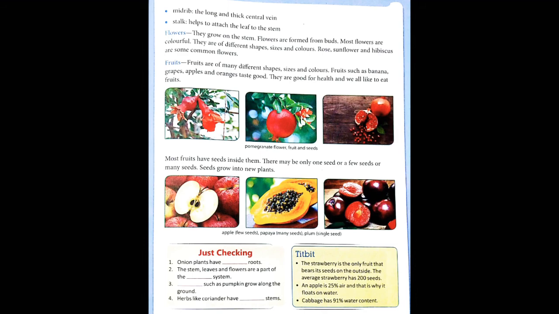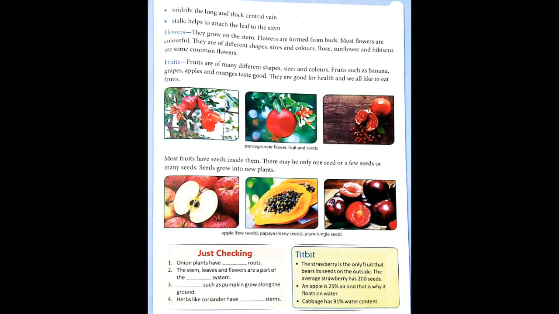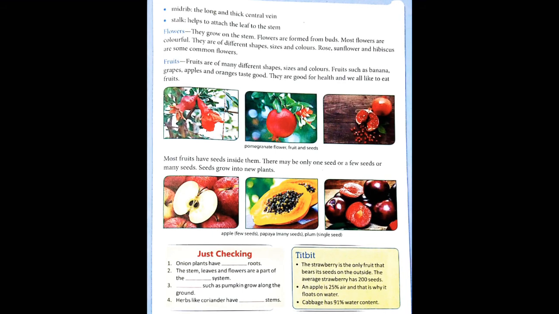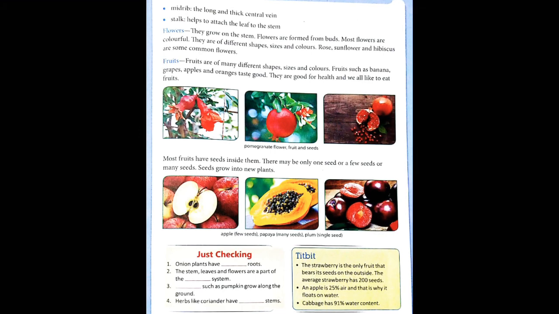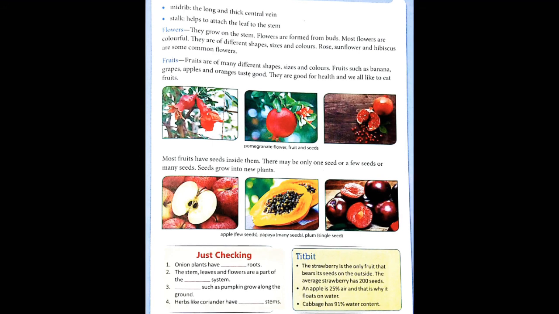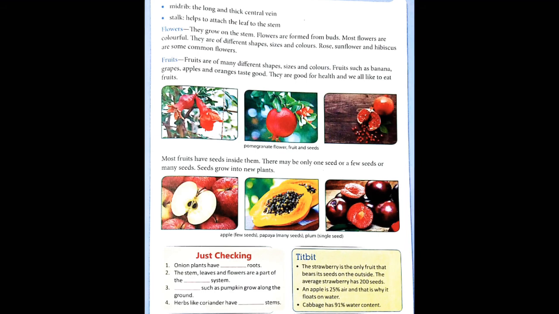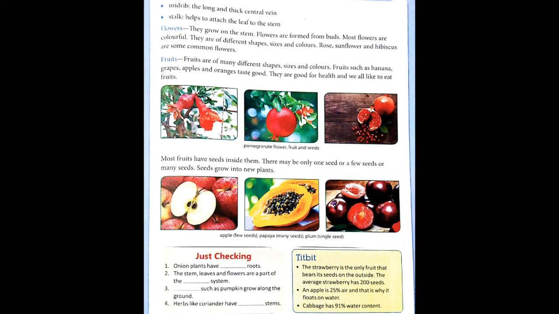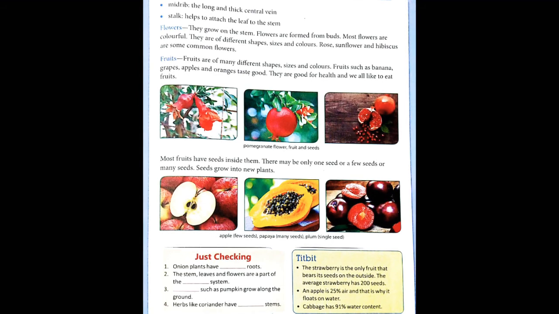Now we will study fruits. Fruits are of many different shapes, sizes and colors. Fruits such as banana, grapes, apples and oranges taste good. They are good for health and we all like to eat fruits. Most fruits have seeds inside them. There may be only one seed or a few seeds or many seeds. Seeds grow into new plants, like you can see from the picture.